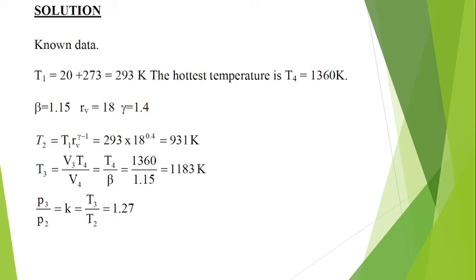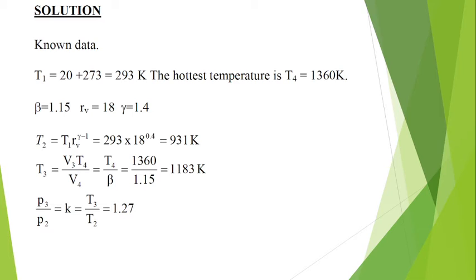So solving for T2, we just use the formula for the isentropic PV and T relationship. rv is the compression ratio. So T2 is equal to T1 times the compression ratio raised to the constant minus 1. So we get 931 Kelvin.